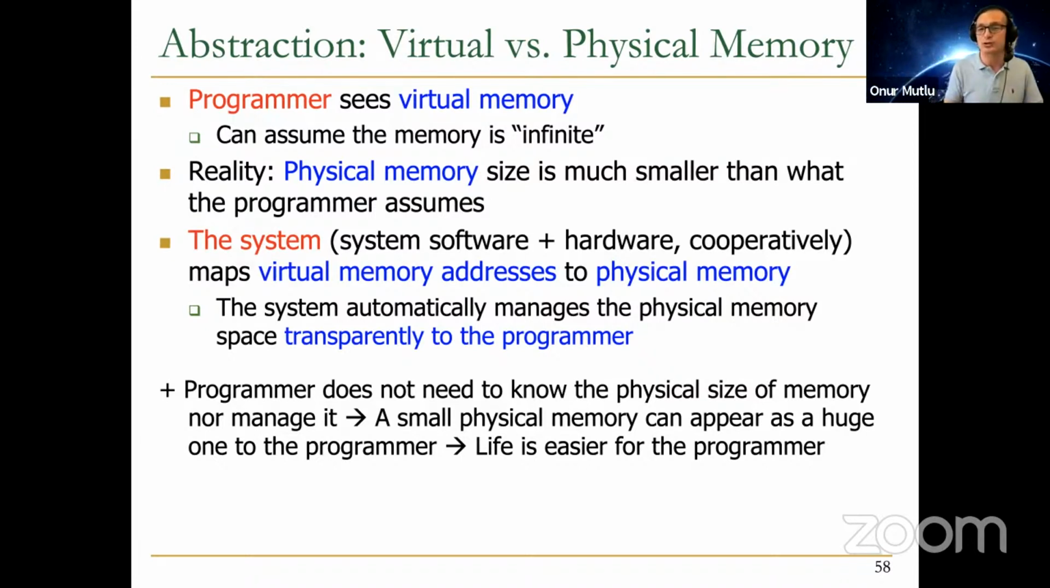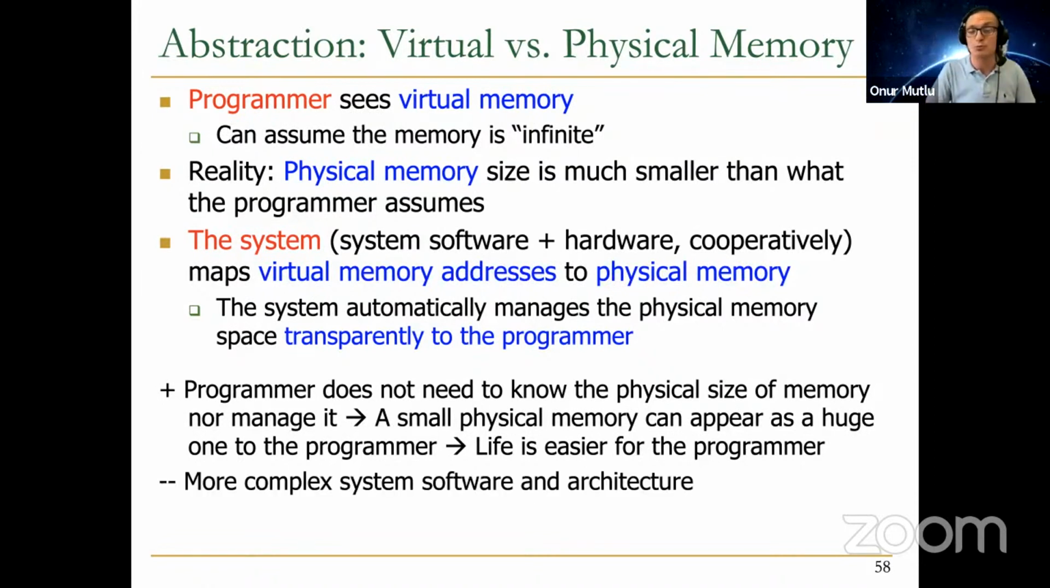It's an indirection, a virtual to physical indirection. This way, the programmer does not need to know the physical size of memory, nor do they need to manage it. And as a result, a small physical memory can appear as a huge one to the programmer because the programmer isn't limited by that large size. And as a result, life is easier for the programmer. Now, that sounds great, right? And this is another example of the programmer-microarchitect trade-off.